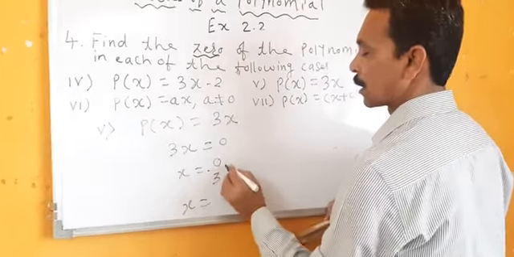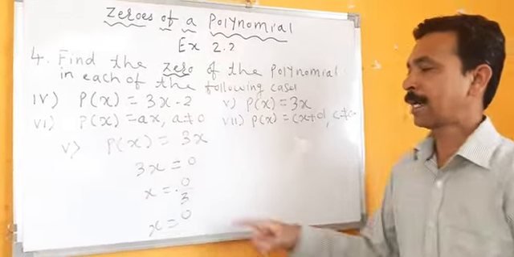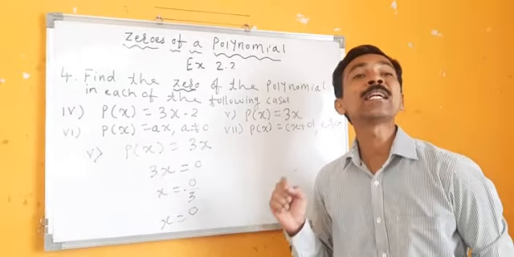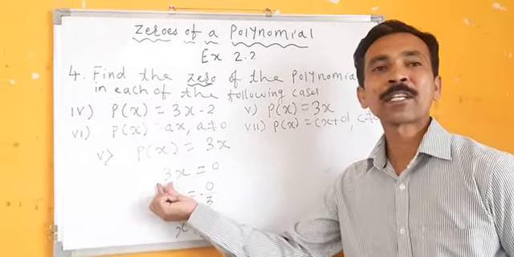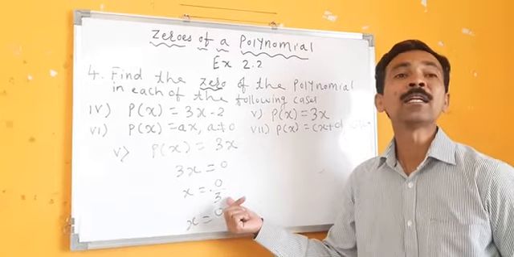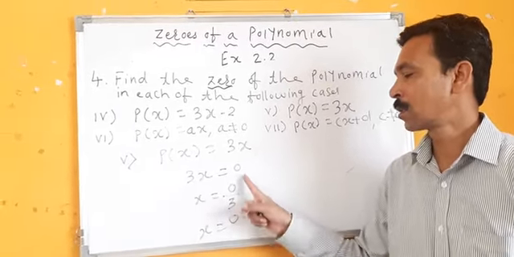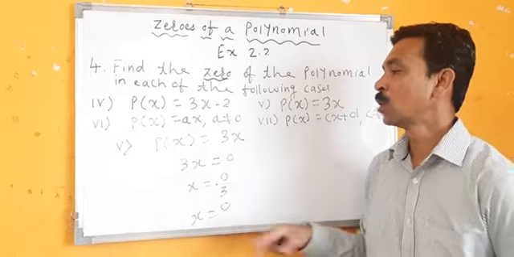X is equal to, what is 0 by 3? 0. Right? Because 3x means 3 into x. So if it is multiplication, this number 3 will come in the denominator. So x is equal to 0 by 3. X is equal to 0.